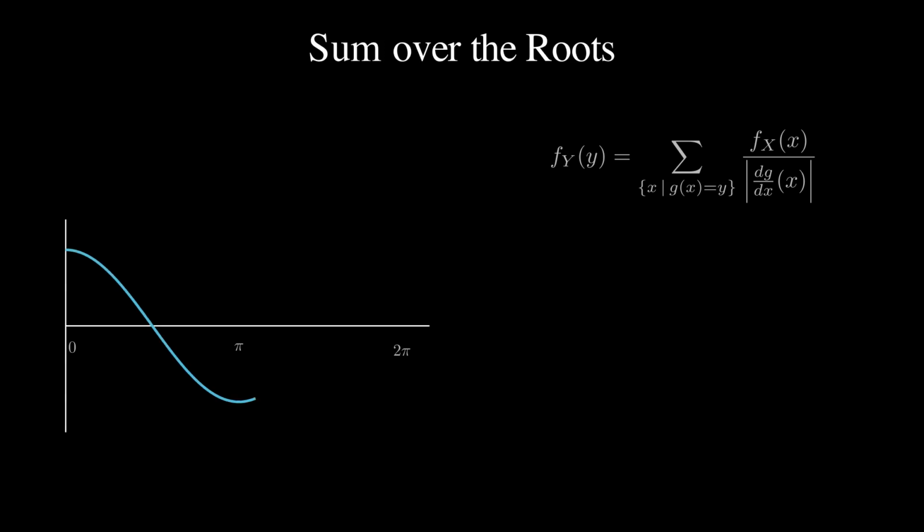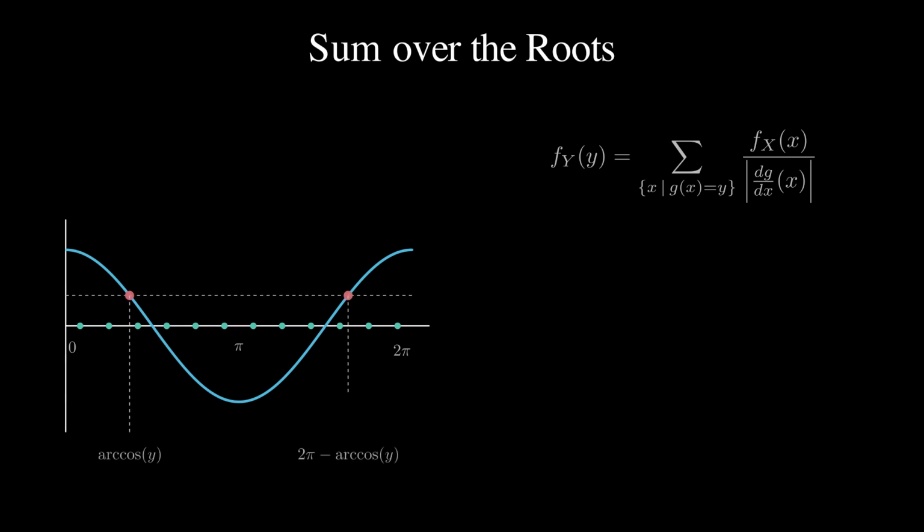Watch it in action. Sample a sinusoid at a random phase. X is uniform between 0 and 2 pi, and y equals the cosine of x. For y strictly between -1 and 1, the level line cuts the cosine twice, once at arc cosine of y and once at 2 pi minus arc cosine of y. The derivative of cosine is minus sine, and at both roots its magnitude is the square root of 1 minus y squared. Each root contributes 1 over 2 pi times that root. Together they give 1 over pi square root of 1 minus y squared.